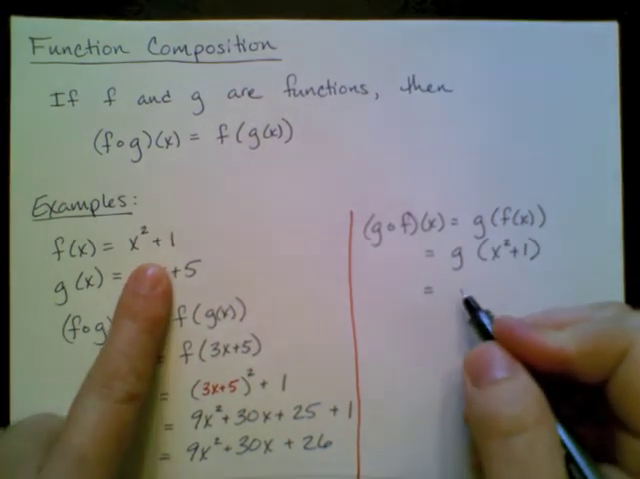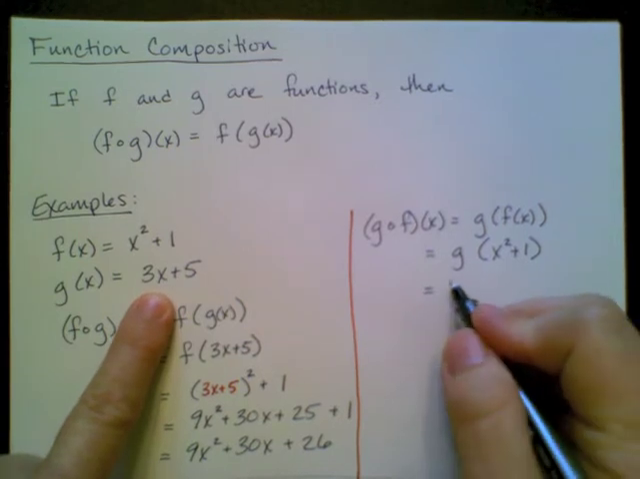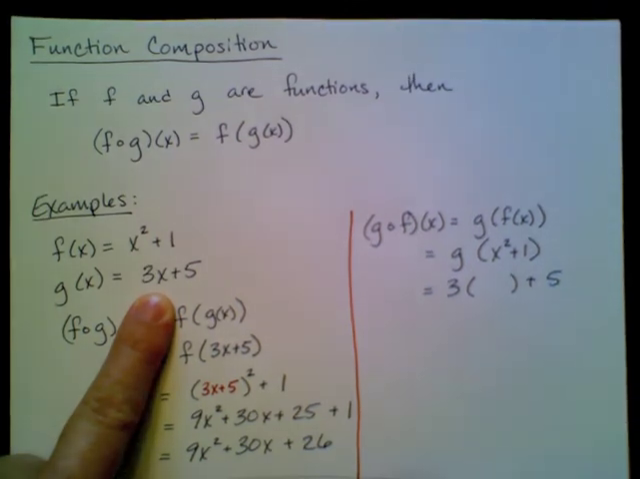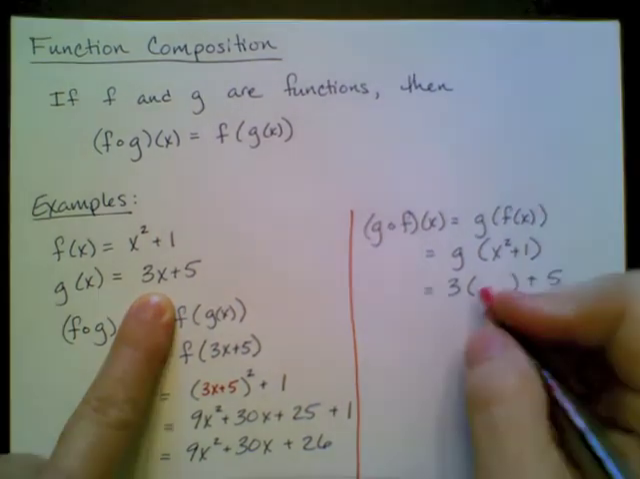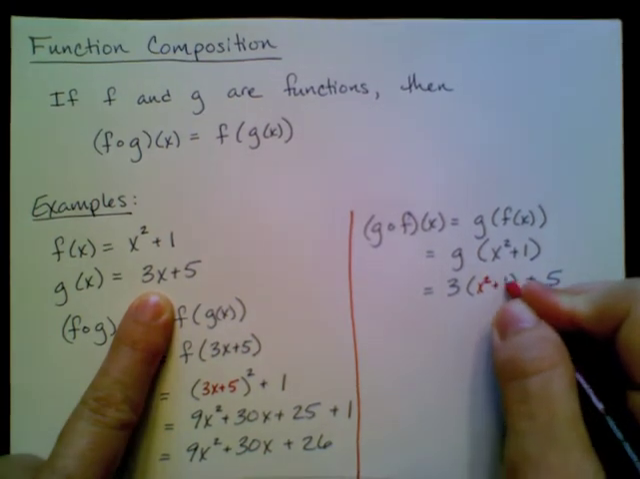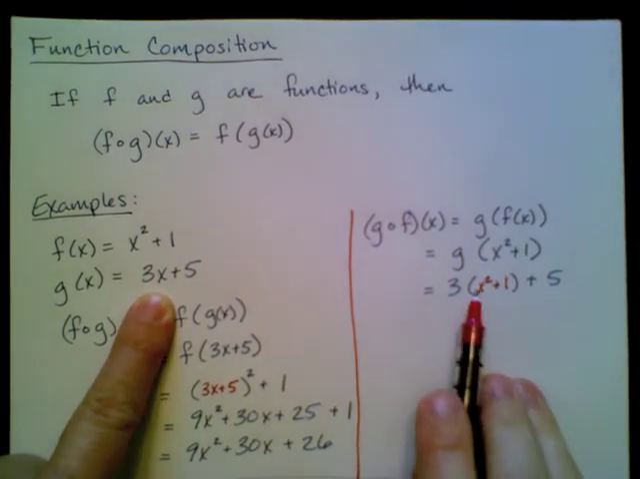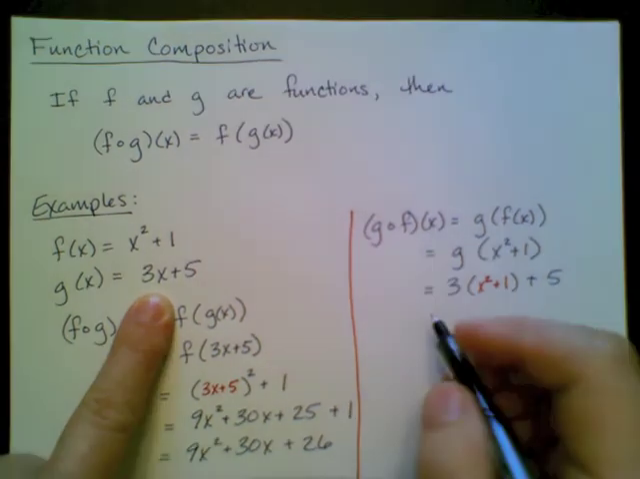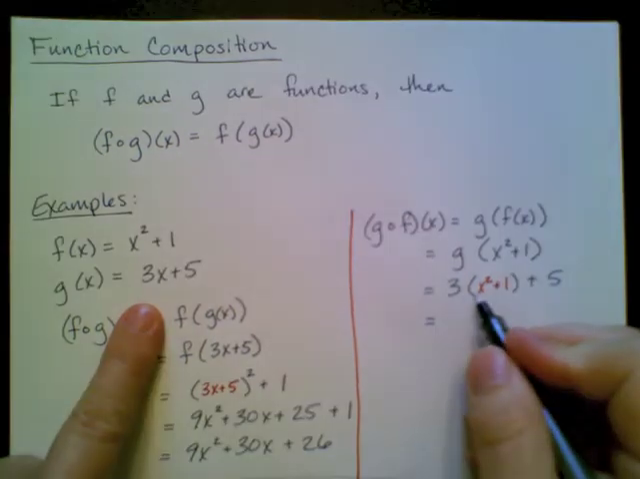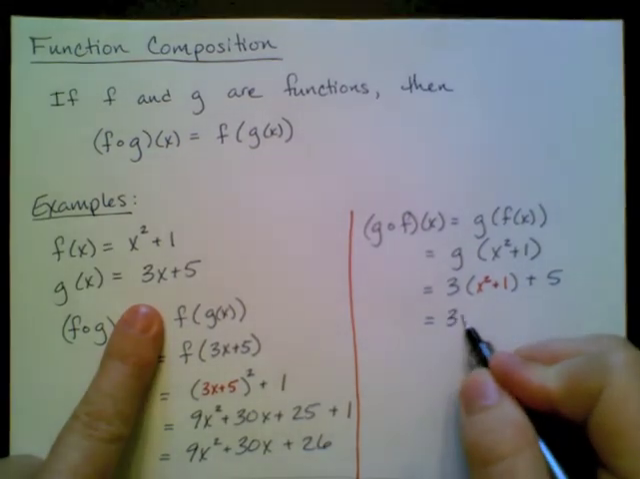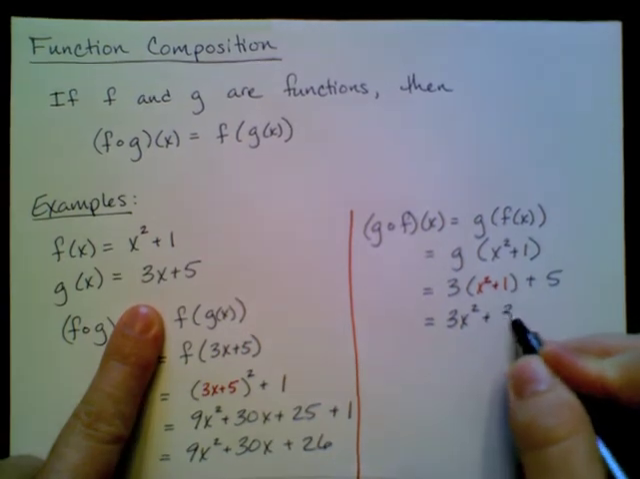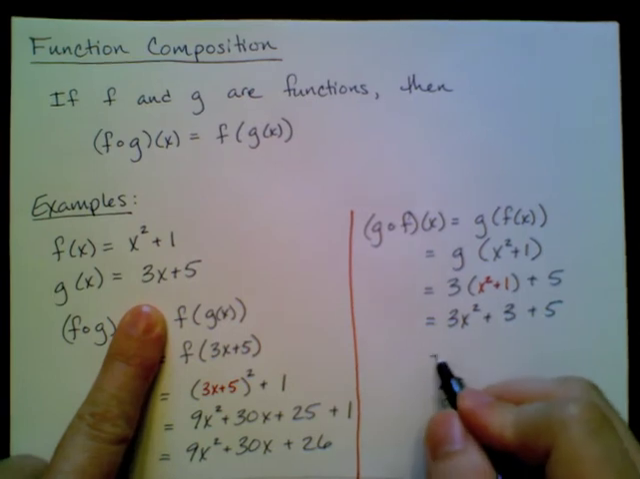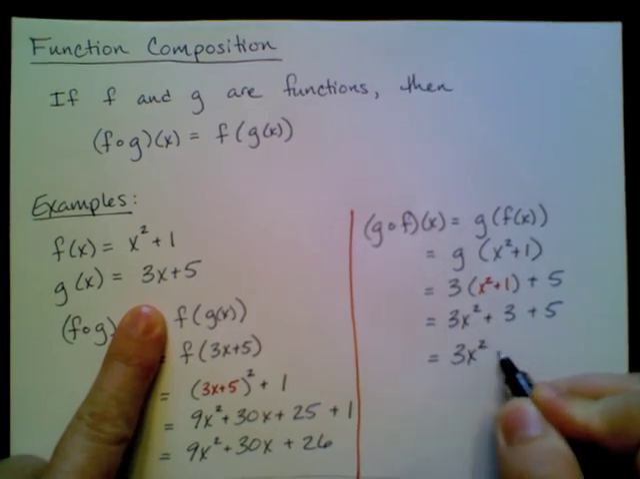So I'm going to rewrite g with an empty set of parentheses everywhere there's an x. So g parentheses plus 5. X squared plus 1 is my input. So that's my function that gets input into my other function. Now this time the simplifying to do is a little bit simpler. I can just distribute. I get 3x squared plus 3 plus 5. So I can combine like terms and get 3x squared plus 8.